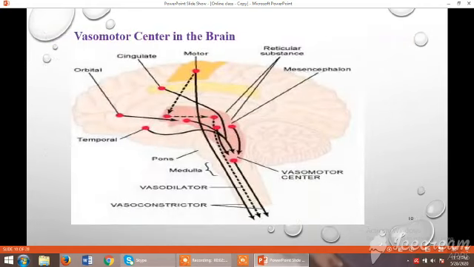Now we are going to discuss a very important thing, the vasomotor centers of the brain. I am going first. Here you see, these are the vasomotor centers.